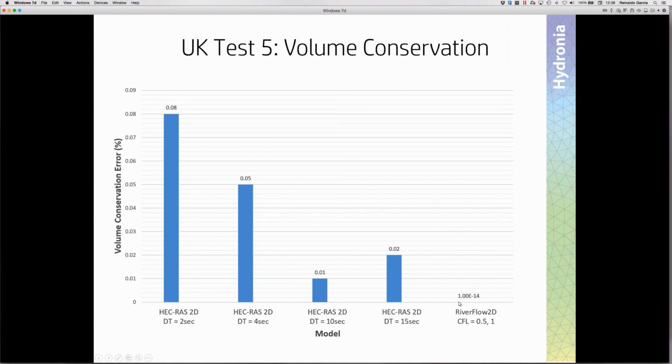But that's what it is. Now, the volume conservation of RiverFlow2D is 10 to the minus 14%, so you cannot even see it here. This value may appear unusually low, maybe if you compare with other models, but this is the value that you should always expect and you will always get from the RiverFlow2D model for virtually any application and any project, regardless of the flow regime, the time step, the mesh size, etc.